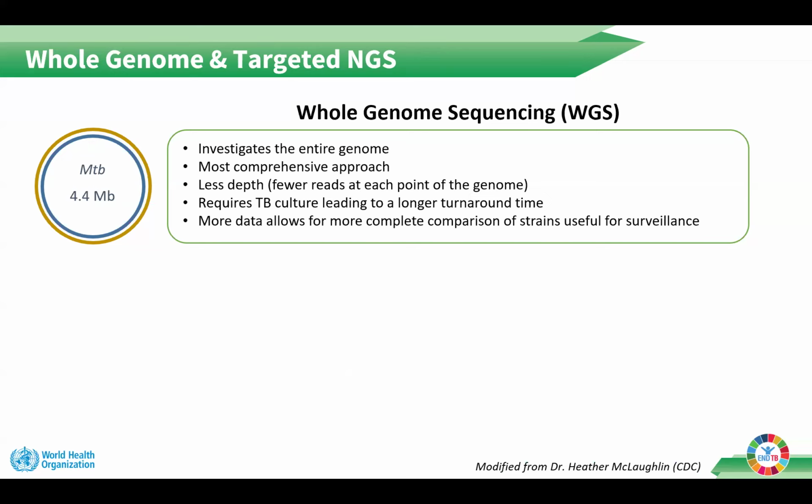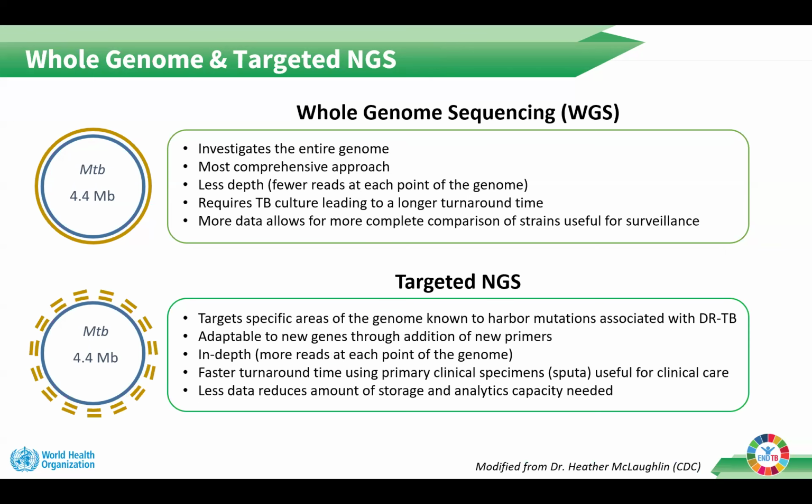However, it does have less depth, so you get fewer reads at each point of the genome. It requires TB culture, which leads to a longer turnaround time, and it requires more data capacity for storage as well as analytics. However, it's the most useful for surveillance because you have the full nucleotide sequence of the genome and therefore can compare one organism's full sequence to that of another organism.